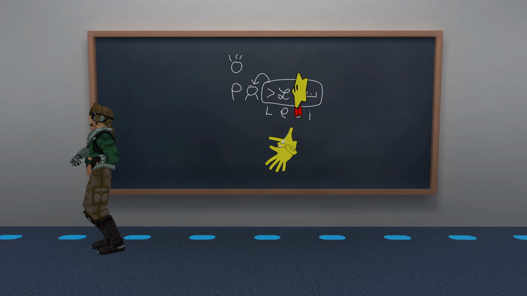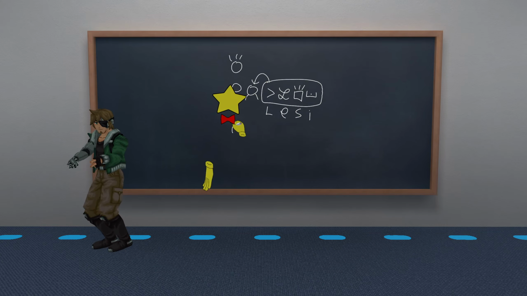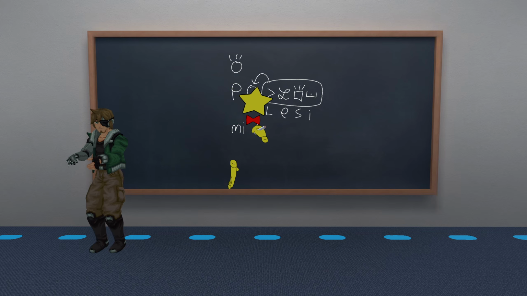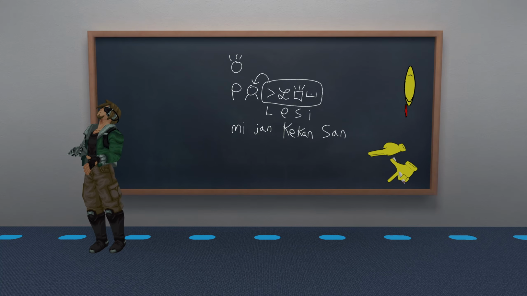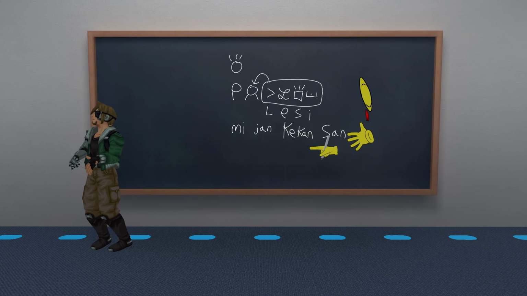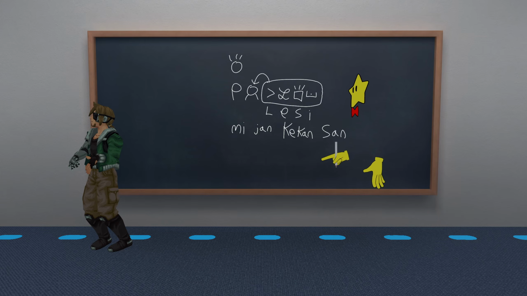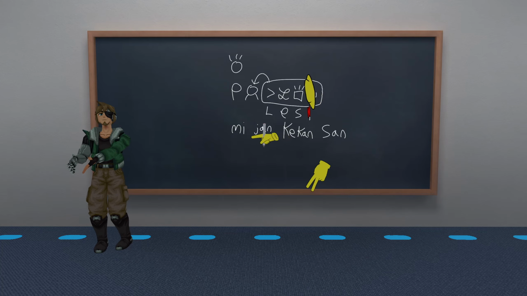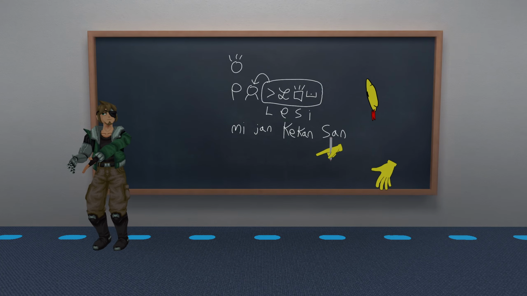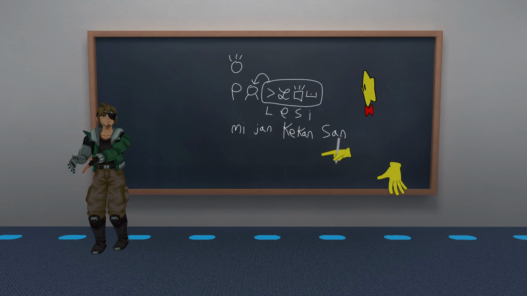So, like, I could say for myself, mi Jan Kekan San. And I hope that's readable. You're fine. And yeah, again, the capitalization is worth talking about really quick. If you're writing in the Latin alphabet, everything in Toki Pona is lowercase, except for names. Names get an initial capital letter.